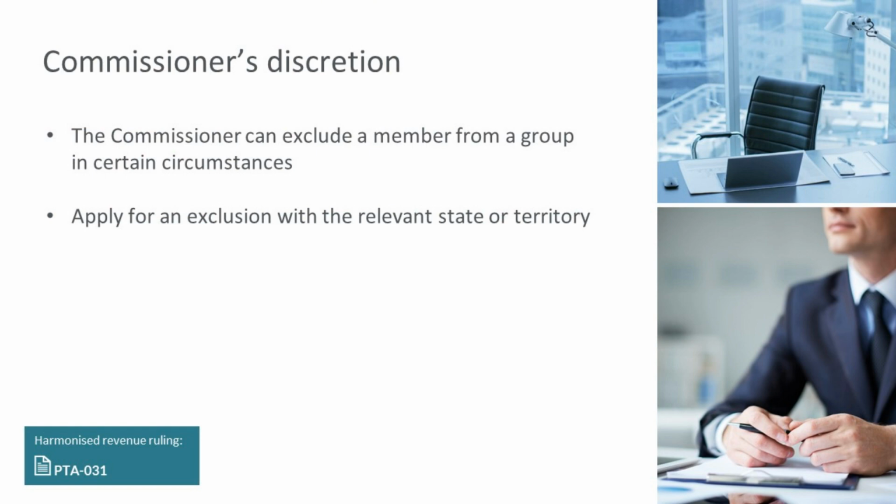By necessity, the grouping provisions of the Payroll Tax Act are very broad in their application, so the Act gives the Commissioner of the relevant state or territory Revenue Office discretion to exclude a member from a group in certain circumstances. Revenue Ruling PTA 31 goes into a lot more detail regarding the Commissioner's discretion to exclude a member from a group. You can find the ruling on the Payroll Tax Australia website. Employers seeking to be excluded from a group must apply to the relevant Revenue Office. Information on how to apply for exclusion is included on the website for each Revenue Office.